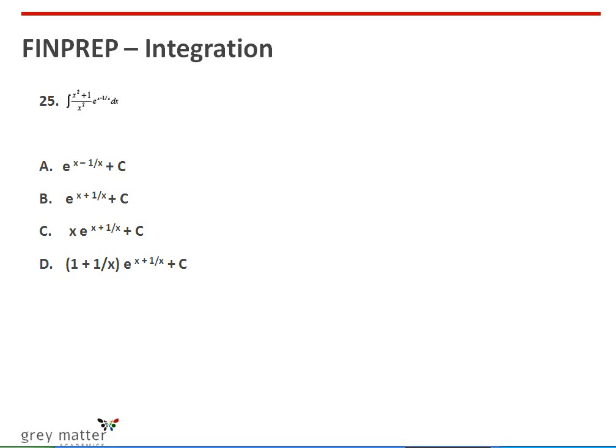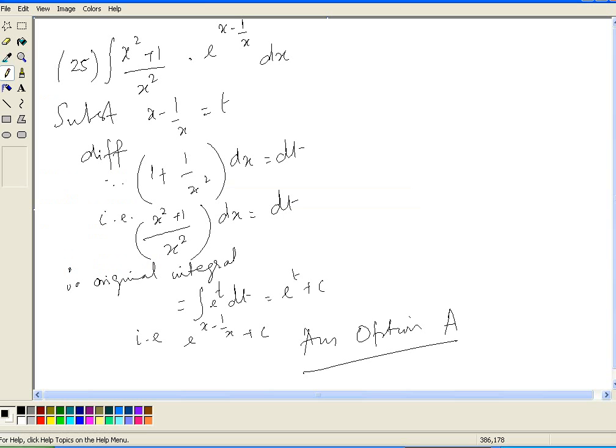25th problem, integral (x squared plus 1) by x squared e power (x minus 1 by x) dx. Going to a worksheet, we substitute x minus 1 by x equal to t. Then differentiating on either side, we get (1 plus 1 by x squared) dx is equal to dt. On simplifying, you get (x squared plus 1) by x squared dx equal to dt.